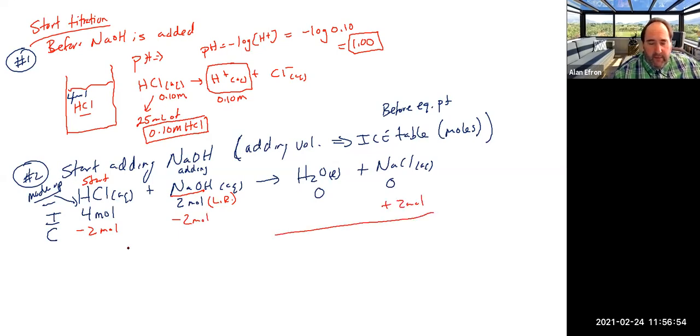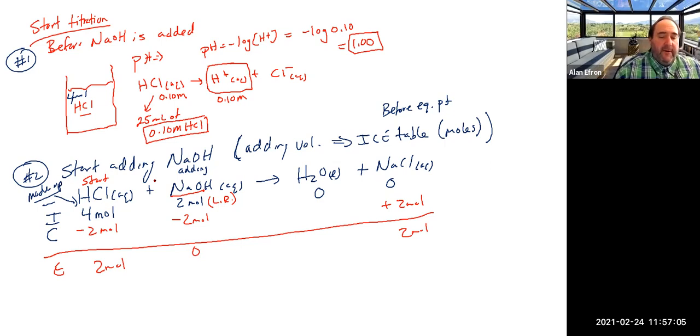That means when I reach equilibrium, I would have 2 moles of this, none of this, and 2 moles of this. So very much like what we talked about with the buffers, because we are adding volume, we definitely want to do this first ICE table in terms of moles. And as we said with buffers, as soon as you're done with this first ICE table, it's a good idea to convert everybody back into molarity.